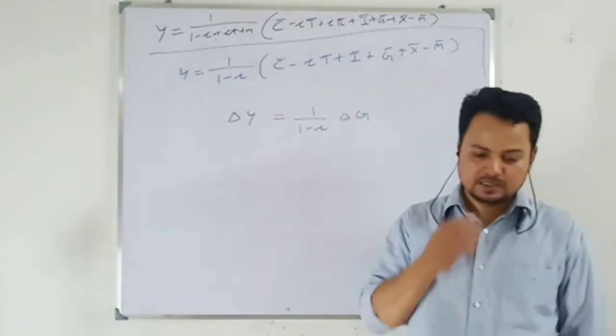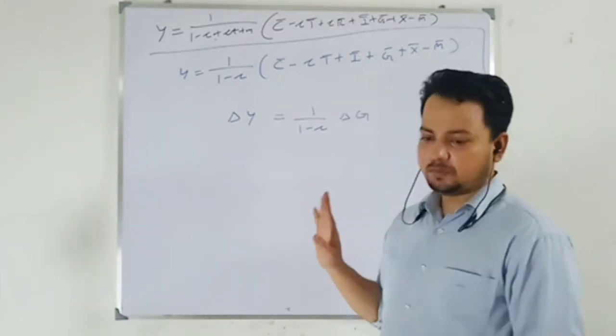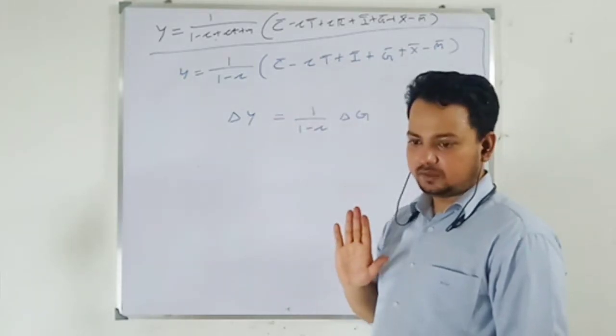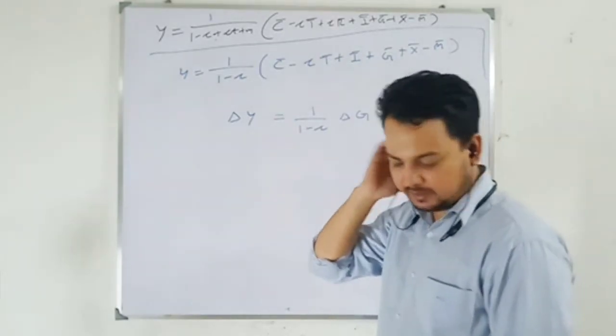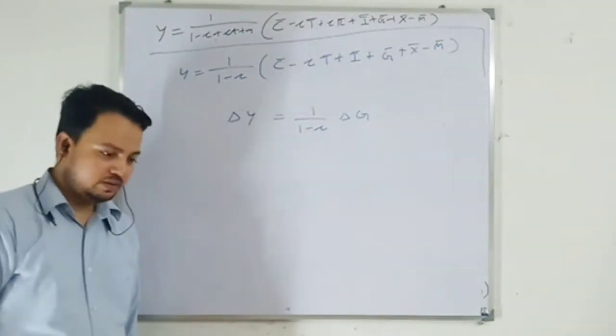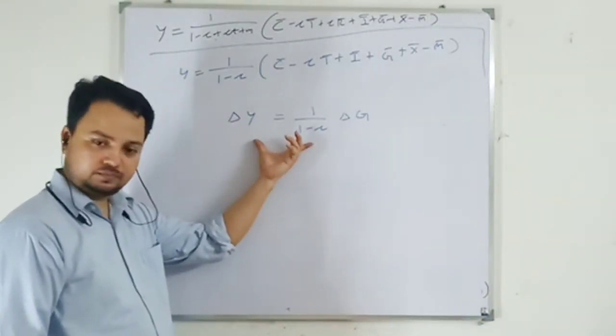I am repeating. Increase in income due to one thing. Remember the technique that I have shown. You have to remember that thing. Okay. Increase in income due to increase in government spending is calculated by the following equation.